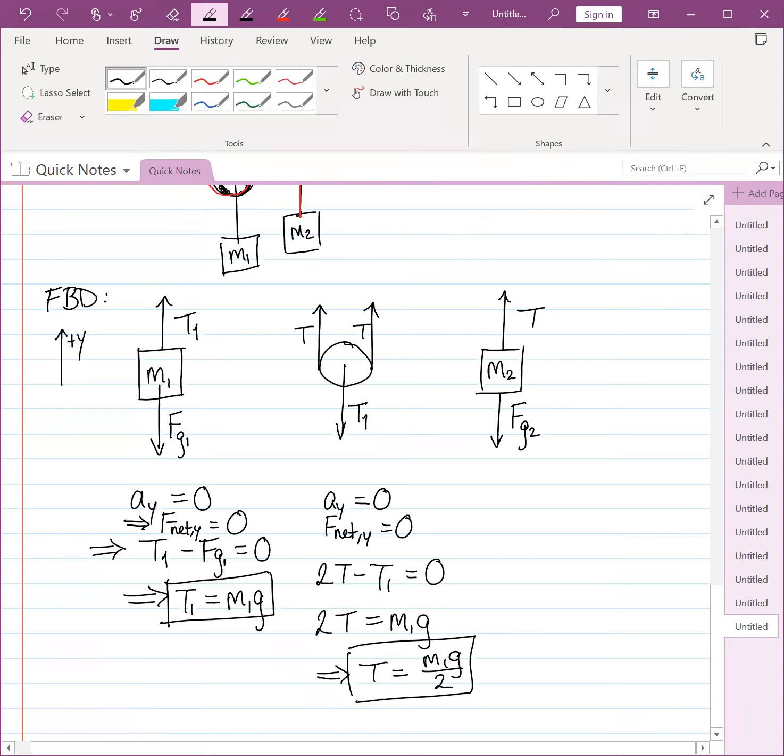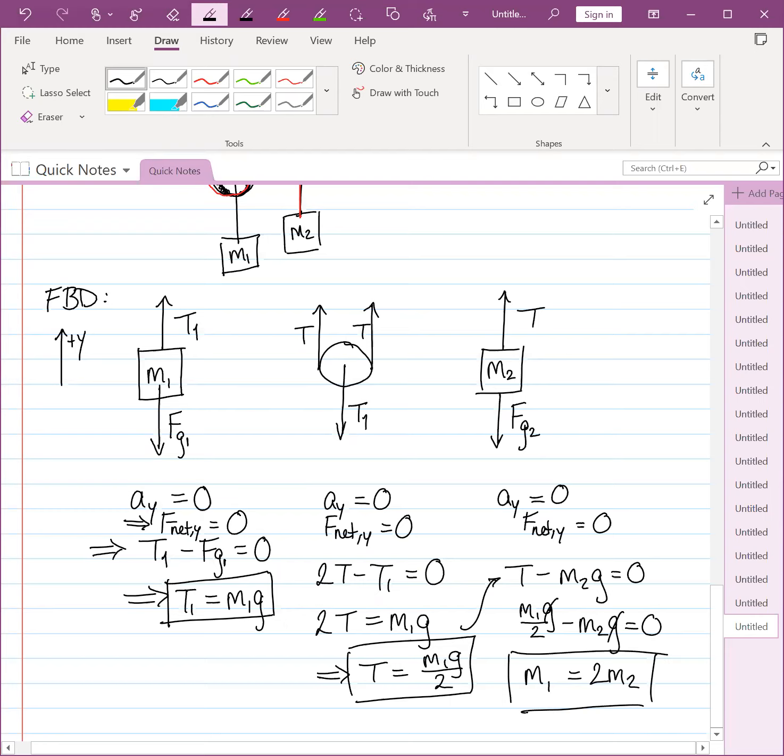Last step, or last equation to use, we know that the acceleration of this block is also 0. So the net force in the y direction is 0. And so what we have is that T2 minus M2G is 0, M2G being the gravitational force on the second block. And we know that T is M1G over 2 from the previous equation. We're assuming the pulley is massless. So what we have is M1G divided by 2 minus M2G equals 0. And so we can cancel off the G's, we can add to both sides, and we get that M1 is equal to 2 times M2.